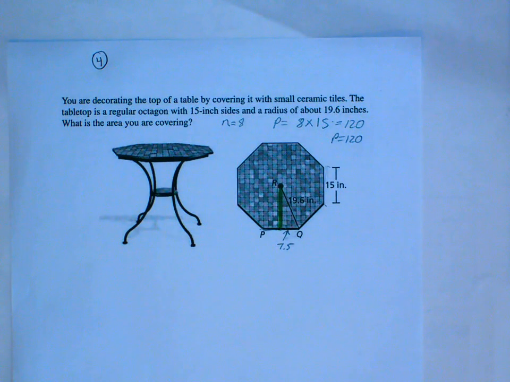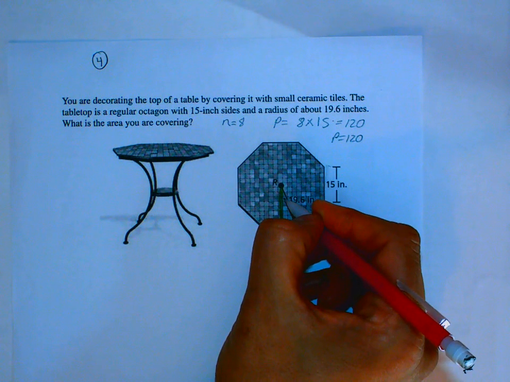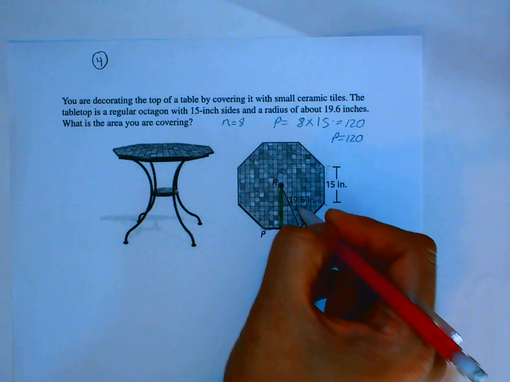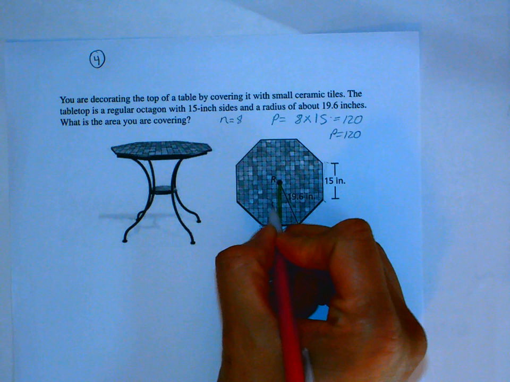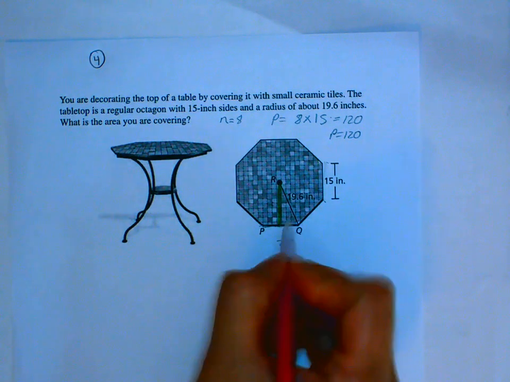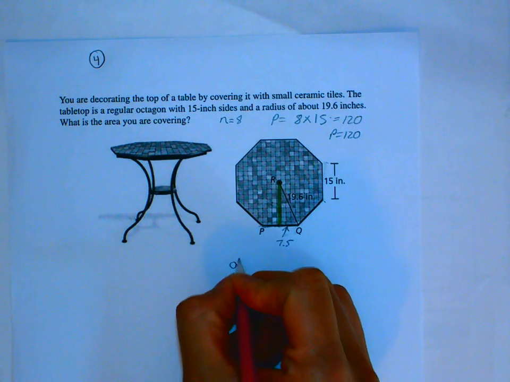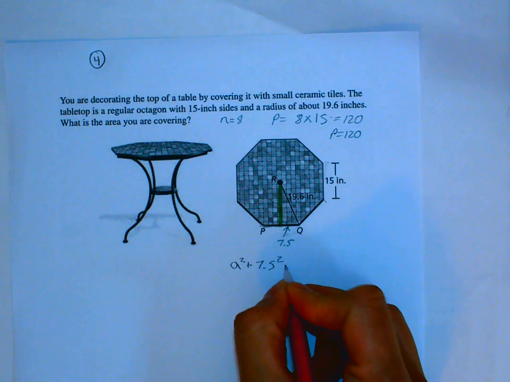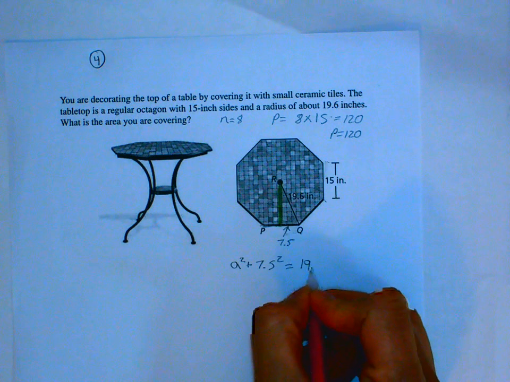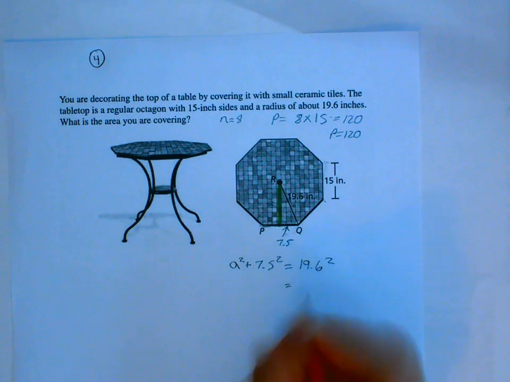Could you use a trigonometric ratio? Yes, you could. You could find out what this angle here is and then use opposite over hypotenuse, and that would be sine. But why do a trig ratio when you can do the Pythagorean theorem? So I'm looking for the apothem, that one right there, the green one. I know it's kind of hard to see. But the apothem, quantity squared, plus 7.5 quantity squared is equal to the hypotenuse, 19.6 squared. And remember, the goal is to find the apothem.